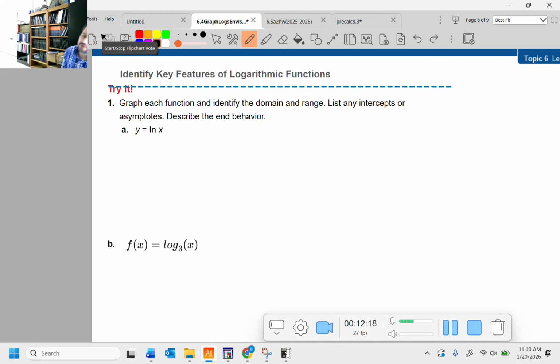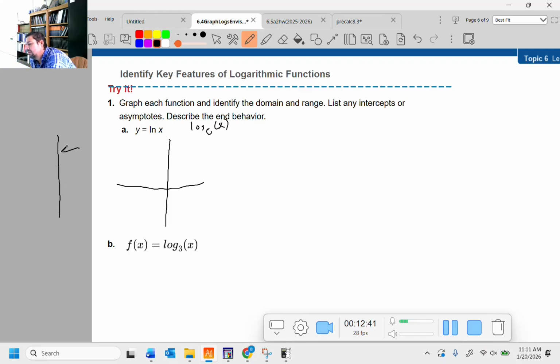All right, now getting on to logarithms. Graph each function, identify the domain and range, list any intercepts or asymptotes, describe the end behavior. So good old freehanding graph. Now this is a natural log, which is a log base e of x. And we'll just make a table to reinforce it, but we're going to plug in two things. We're going to plug in a 1. So this is going to become log base e of 1, which says what power of e equals 1? And the answer to that is 0.